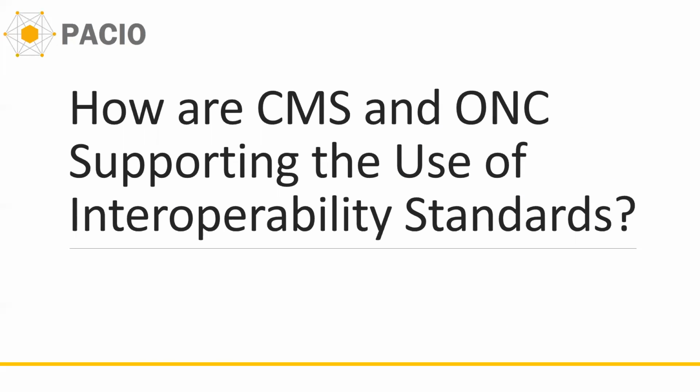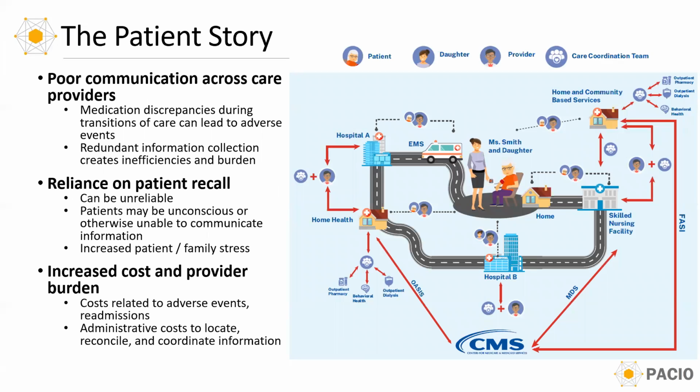How are CMS and ONC supporting the use of interoperability standards? Stakeholders consistently provide feedback to CMS and ONC about opportunities for improvement related to health information exchange during patient transitions of care. Specifically, the current state presents challenges including poor communication across care providers, reliance on patient recall during periods of high stress or when patients may be unconscious or otherwise unable to communicate information, an increased cost and provider burden related to hospital stays from adverse events, readmissions, and additional administrative costs to locate, reconcile, and coordinate information.